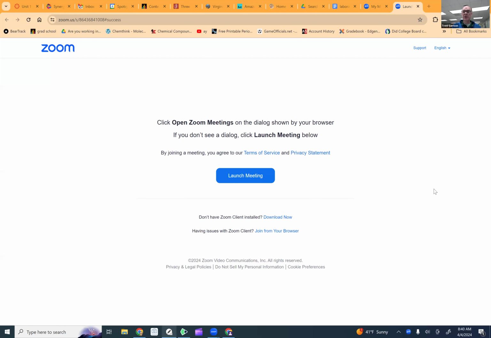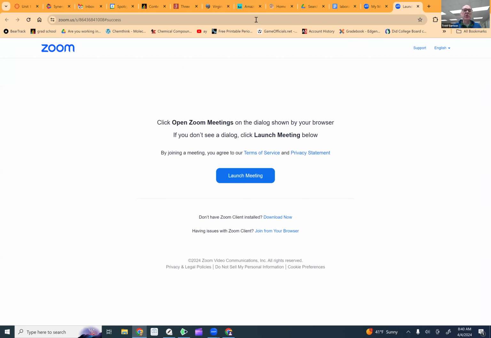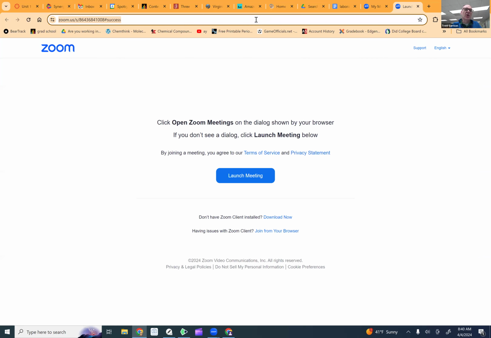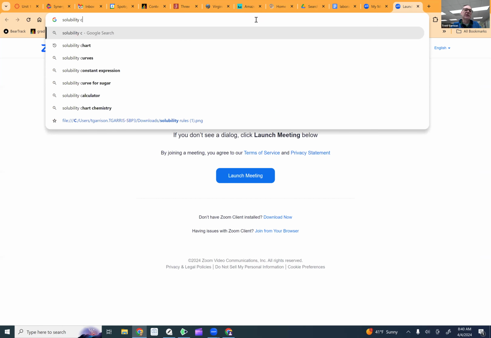Okay, so here is the first question for you. It is complete this reaction. Basically, we want you to be able to predict the products and then tell me what materials are going to be cut out and removed. Before we do that, we do need to consult a solubility chart.